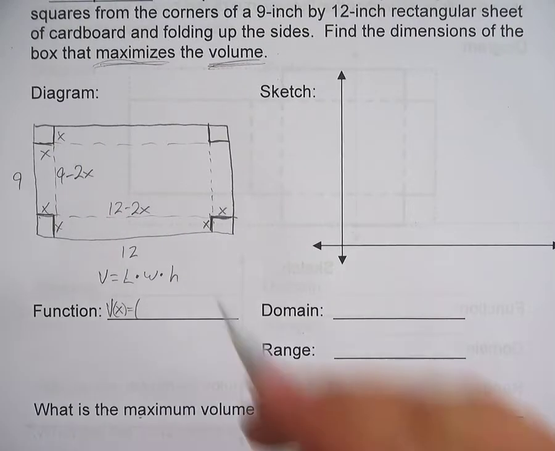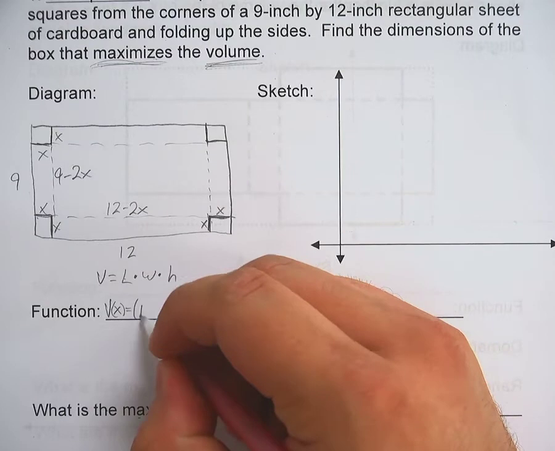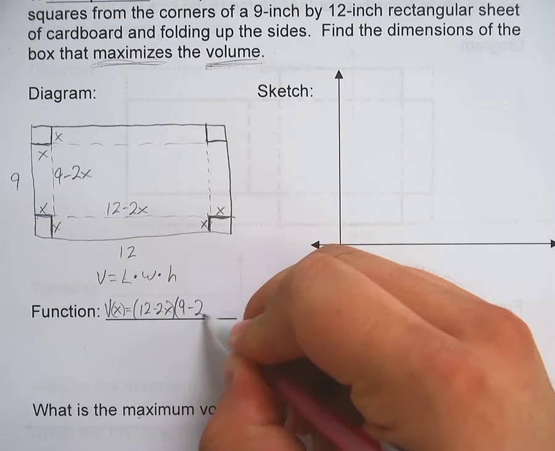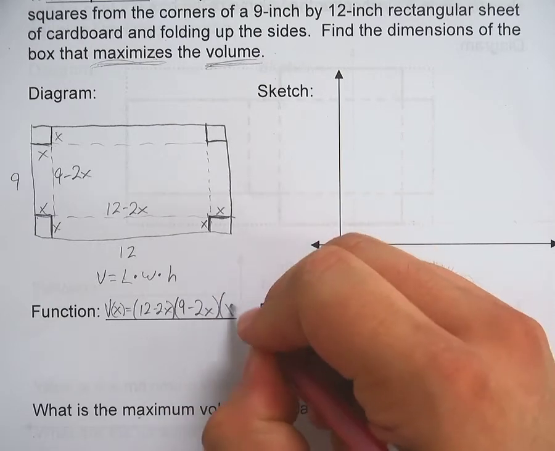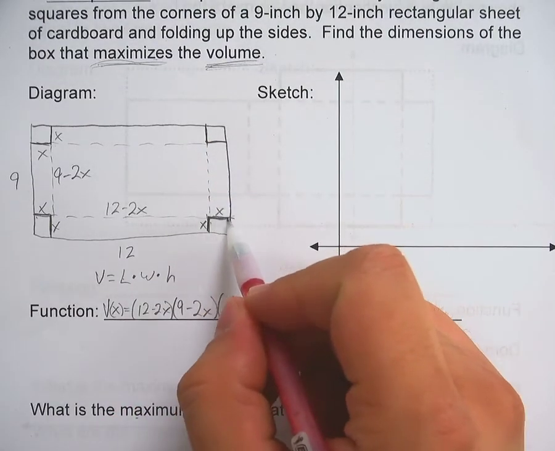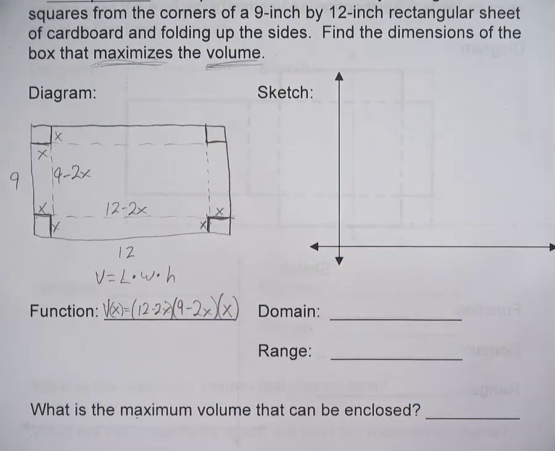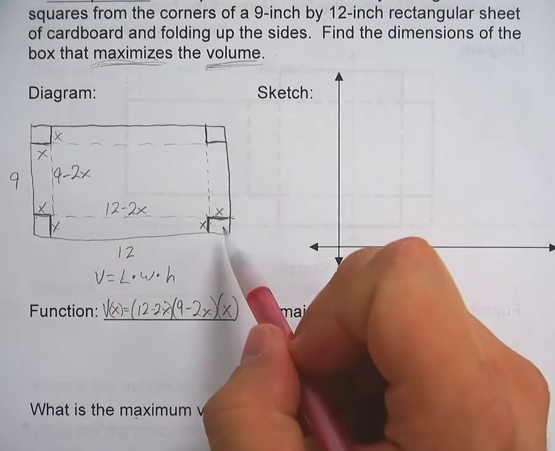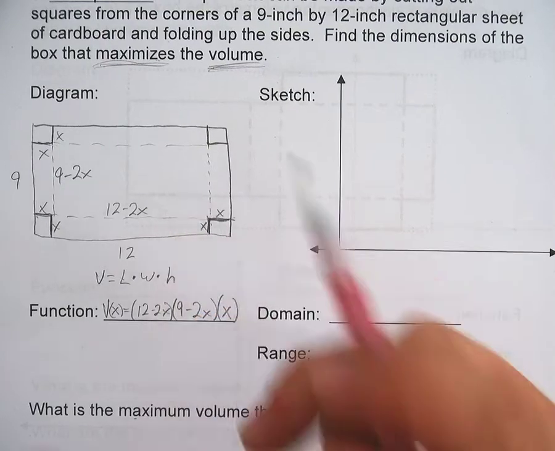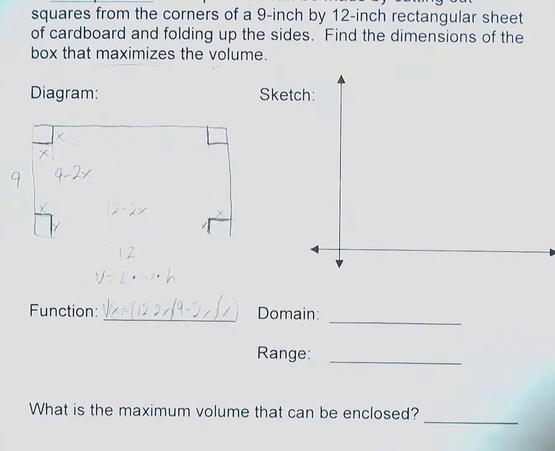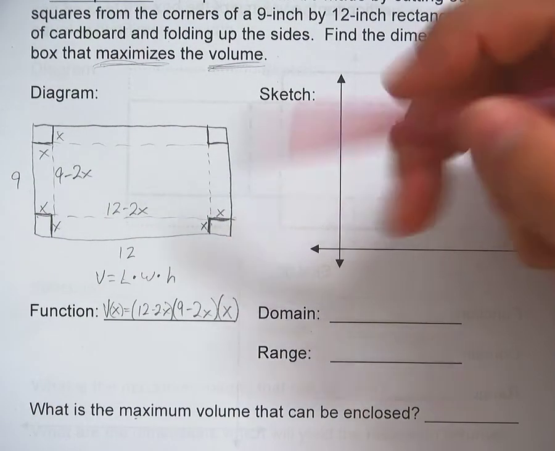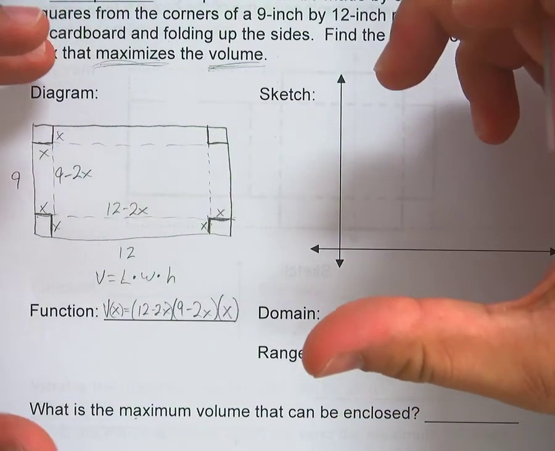So volume is going to be your length, 12 minus 2x, times your width, 9 minus 2x, times your height, which, if we fold the edge of this box up, is this x right here. So you can see how if we made these squares much bigger, we would have a taller box, but it would be a lot more narrow. The base would be a lot smaller. On the other side, if we make these squares really small, we're going to have a really wide, flat box, but it's not going to be very tall.